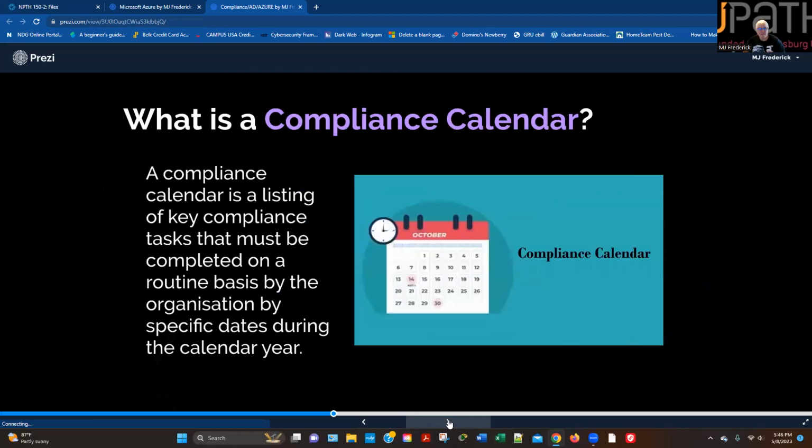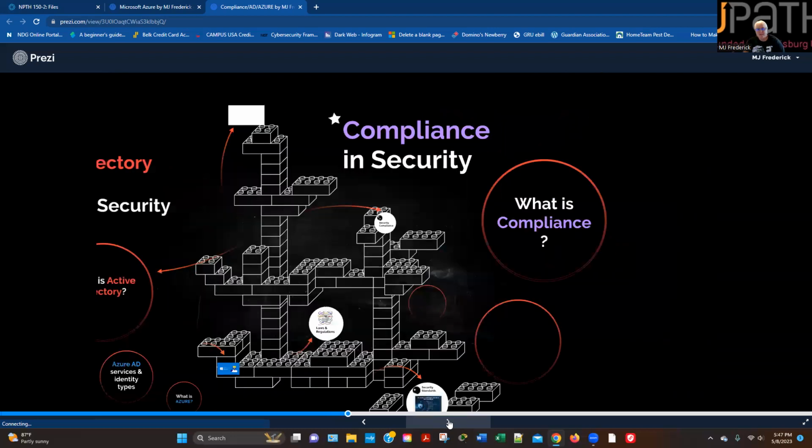Now, the compliance calendar, as I mentioned, is very key to the tasks that have to be completed on a routine basis. So you have specific dates during the calendar year that you will have to do certain things, and you need to adhere to that and not push it back. Don't push it back.